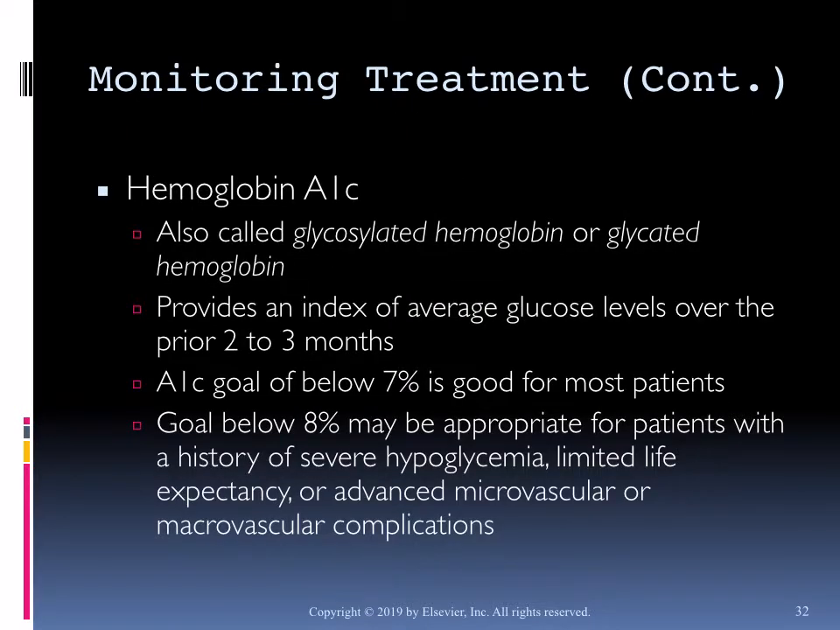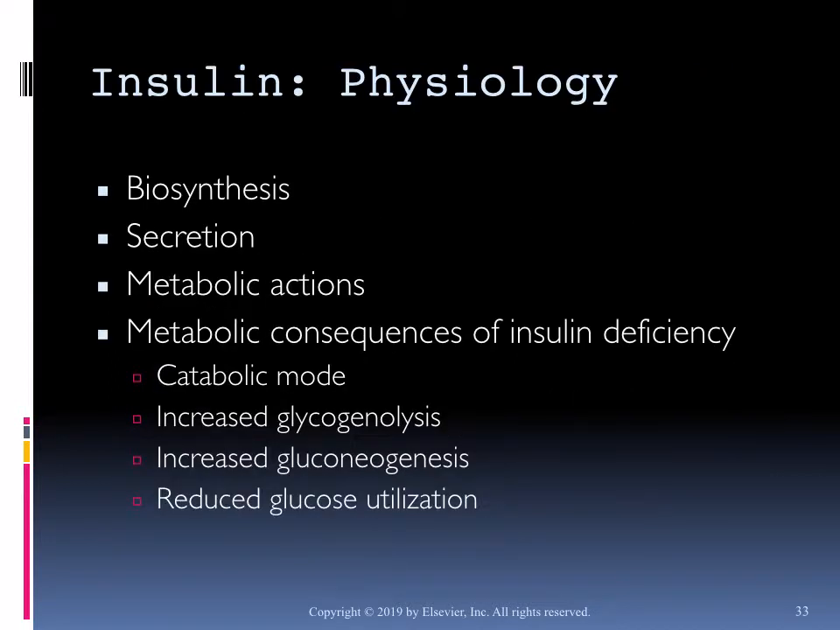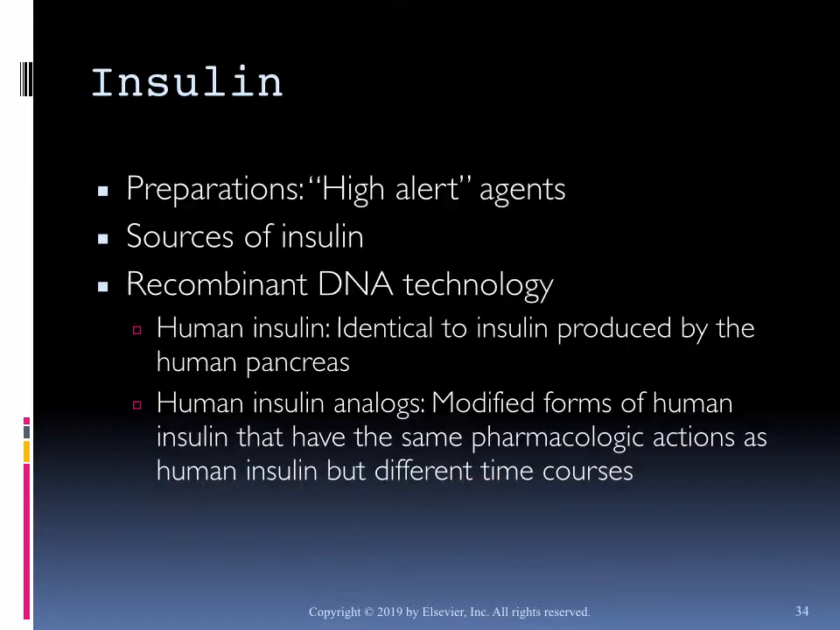A hemoglobin A1C below 7% is good for most patients. Going below 8% is appropriate if they have severe hypoglycemia and any kind of microvascular or macrovascular complications. You can read in detail about that. The care of the patient and the types of insulin, I'm going to spend more time on that.